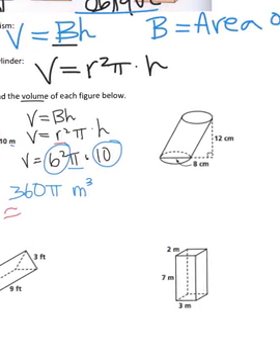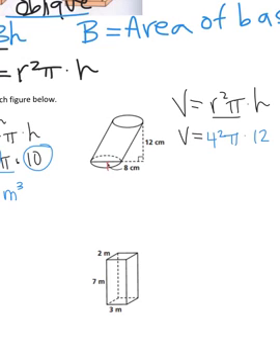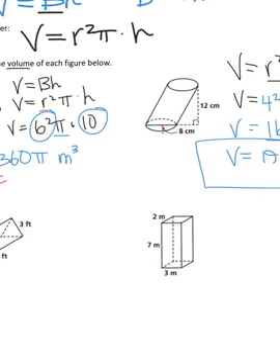And then over here is an oblique prism or cylinder, so you're still going to use the same formula. It's going to be r squared pi times h. This is the area of the base, and this radius is 4, so it's going to be 4 squared pi times 12. So volume equals 16 pi times 12. Multiply 16 and 12 and you get 192 pi centimeters cubed. That's exact. If you approximate, you're going to put it in your calculator.